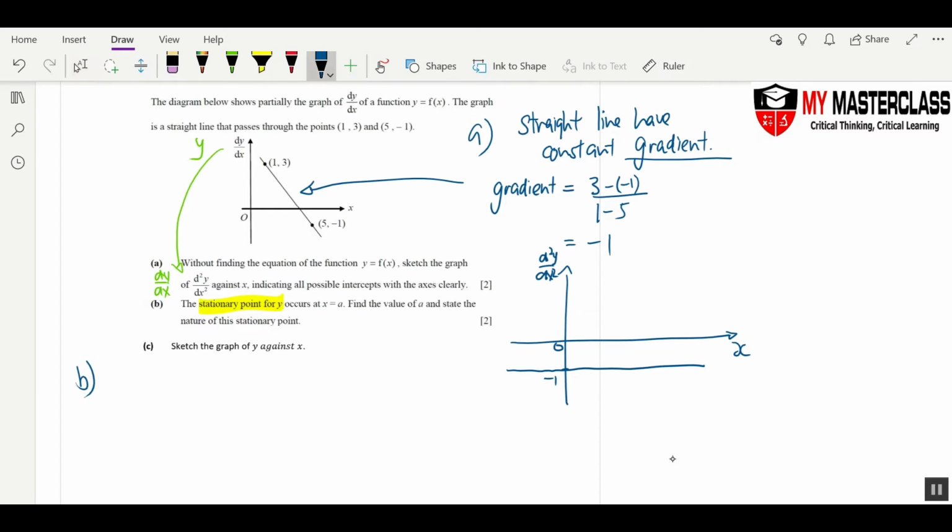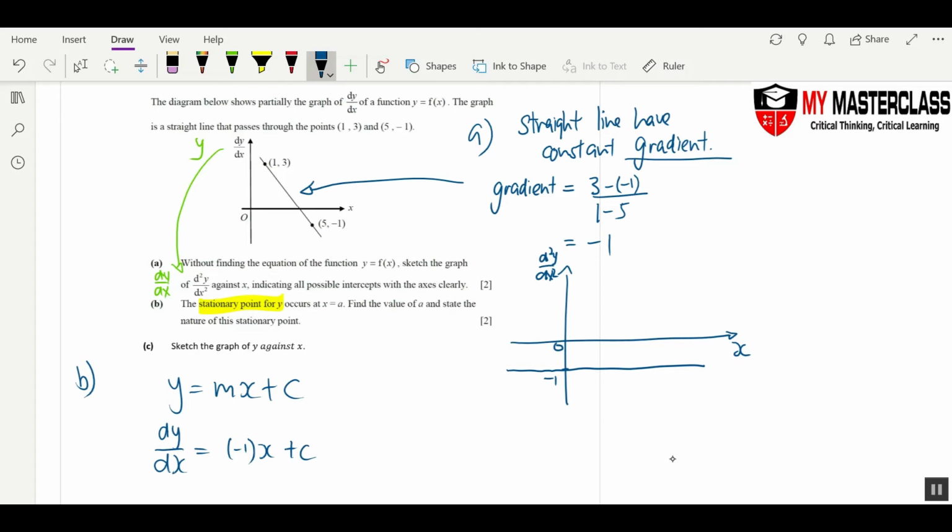That means this is a straight line. A straight line has an equation of y equals mx plus c. Yes, but this one you don't have to write. Okay, but this is not y. This is dy/dx. So dy/dx equals gradient, which is negative 1, times x plus c.